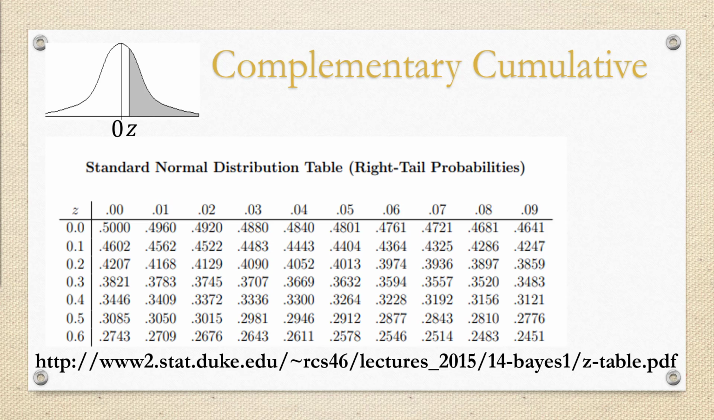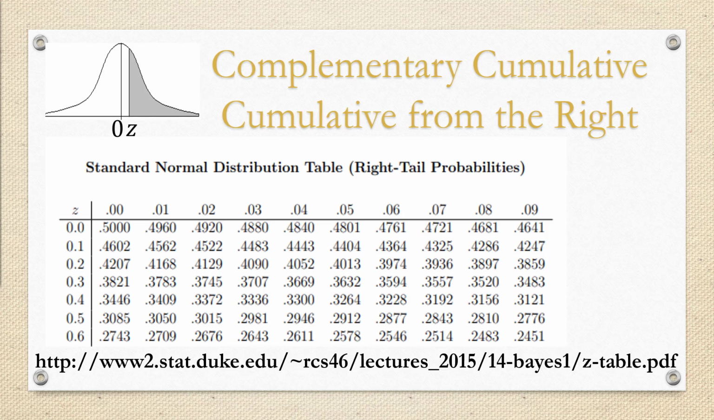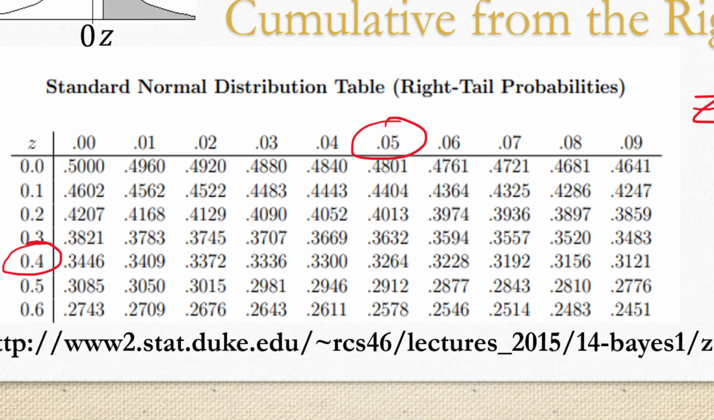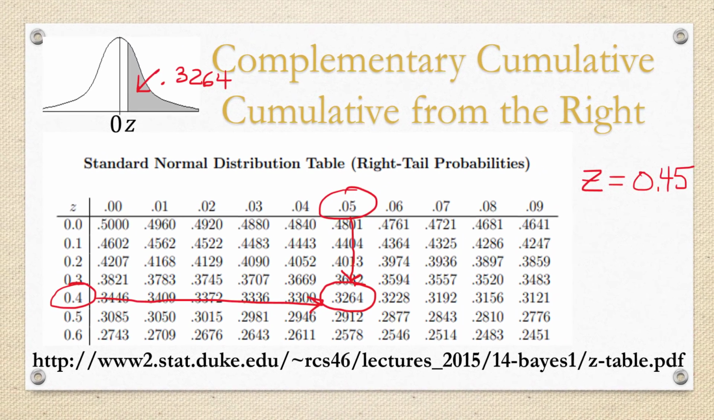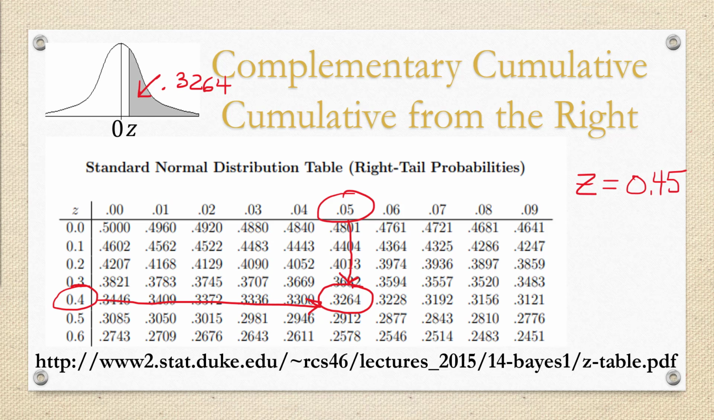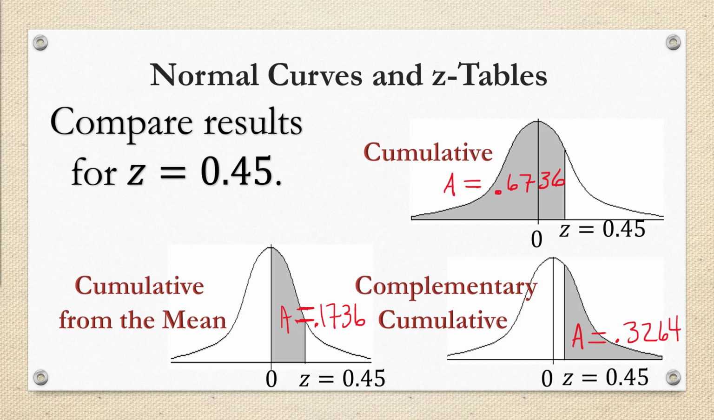Here's another one. This is a complementary cumulative z-table, or in other words, it's cumulative from the right. Let's look up z equals 0.45 on this z-table. Once again, we look for 0.4 in the z column and 0.05 across the top. And we find that the area associated with 0.45 is 0.3264. This is even a third different value from what we found when we looked up z equals 0.45 on the other two z-tables. And by the way, I found this z-table on www2.stat.duke.edu. So let's compare the results of the three different z-tables.